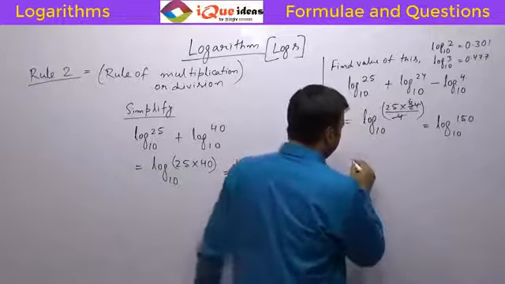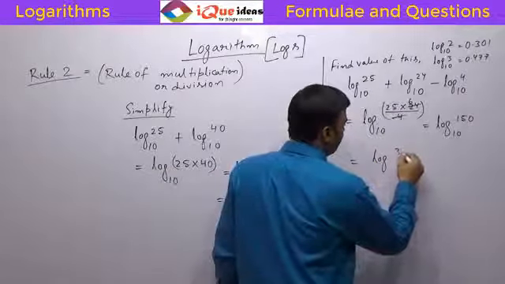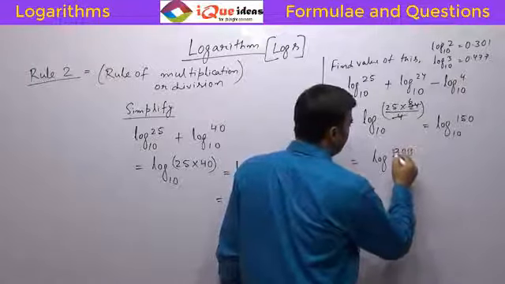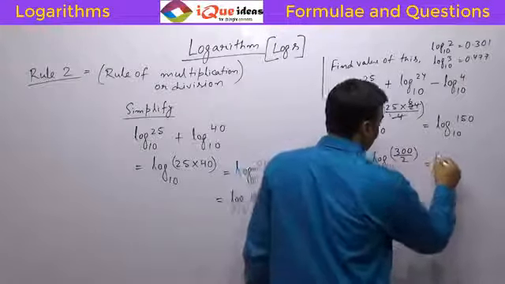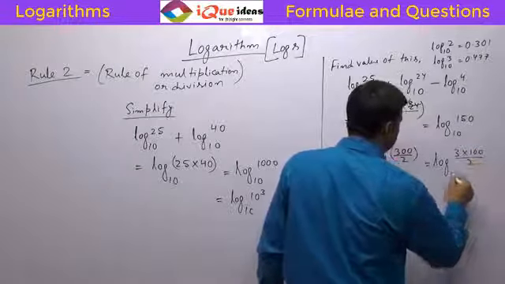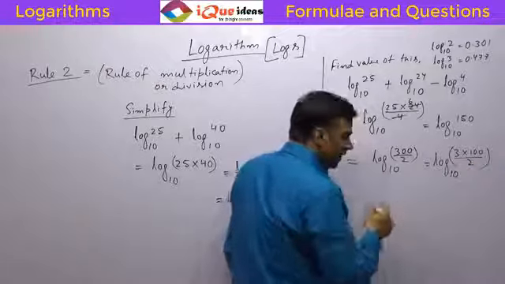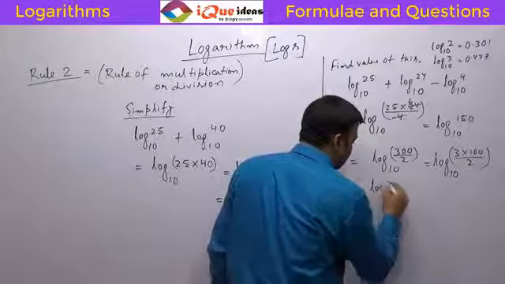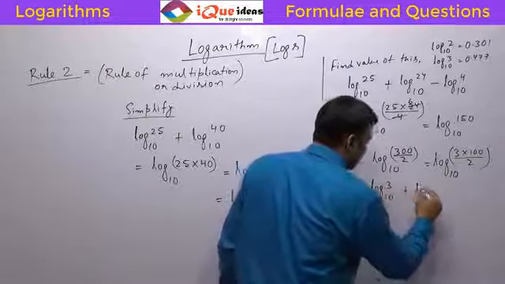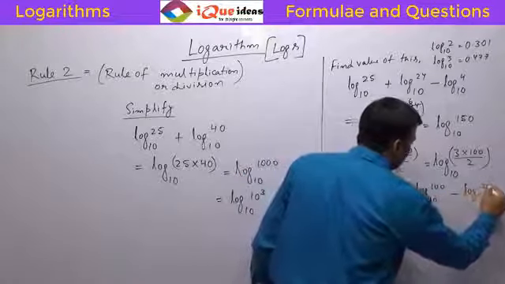Now 150 can be written as 300 by 2. So it is log of 3 into 100 divided by 2 to the base 10. Now if you separate them, 3 into 100 divided by 2, we will have log 3 to the base 10 plus log 100 to the base 10 minus log 2 to the base 10.